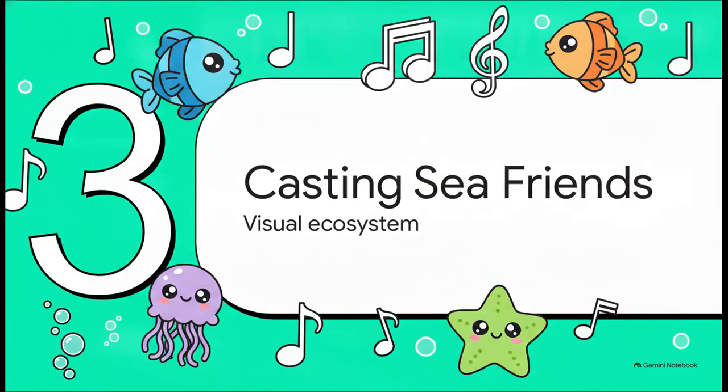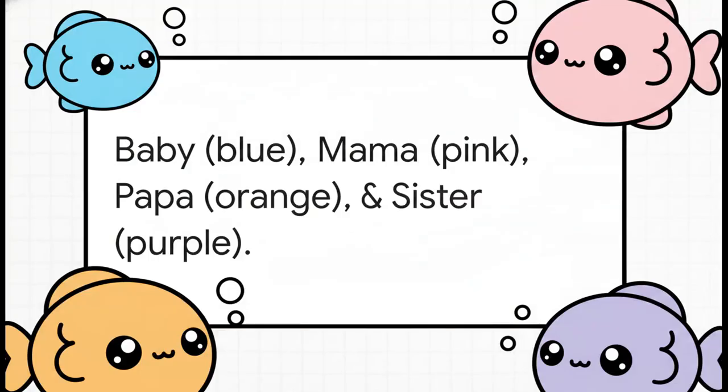Moving right along to casting the sea friends. First, we meet our adorable protagonist, Baby Bubble, who is a small blue fish. But Baby Bubble isn't alone. We've got Mama Bubble in pink, Papa Bubble in orange, and Sister Bubble in purple. This color coding is absolutely brilliant.